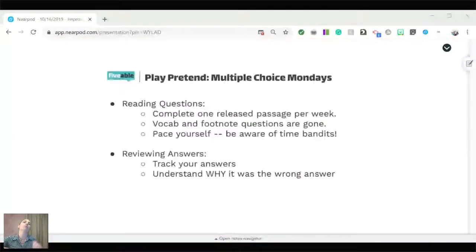Okay, so let's play pretend. I like to think of it as multiple choice Monday, okay? And so you can take one released passage with questions and answer that per week. The vocab and footnote questions are gone, like I mentioned in the last one, but pace yourself. Figure out where you are so that you can start to identify the time bandit questions.